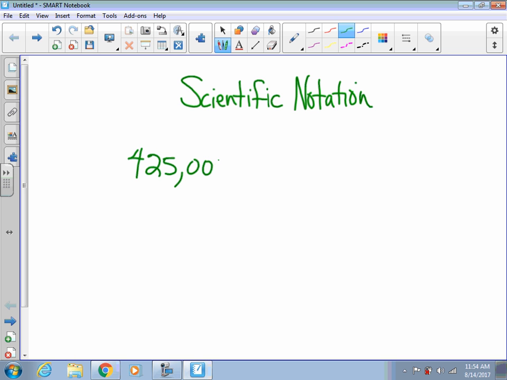One of the rules of scientific notation, for example, if you have a number like 425 million, that number can be written with a power of 10, and it would be 4.25 times 10 to the 8. One of the rules with scientific notation is you only have one number to the left of the decimal. So if you do some problems with scientific notation and you end up with an answer that has 2 or 3 numbers to the left of the decimal, you're going to have to tweak it. Okay?